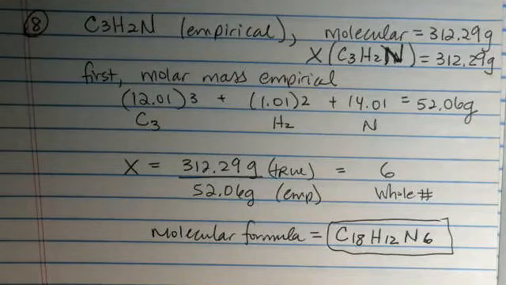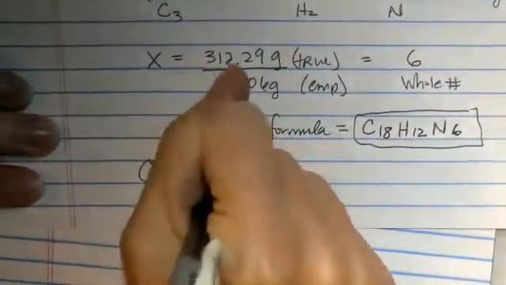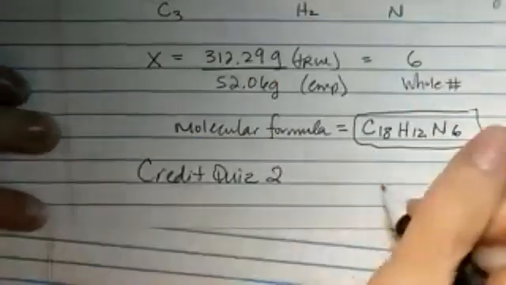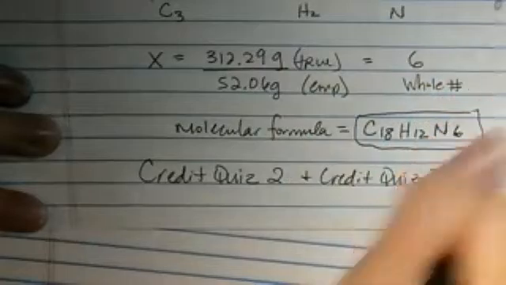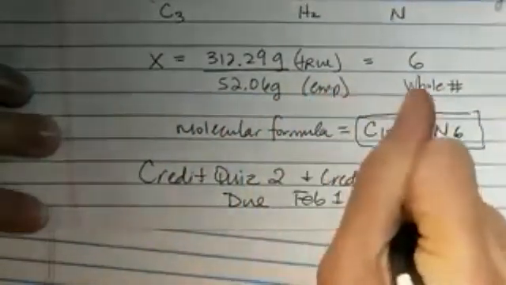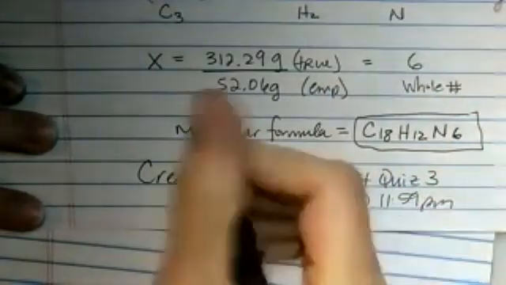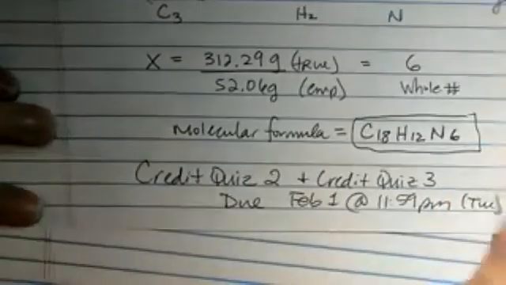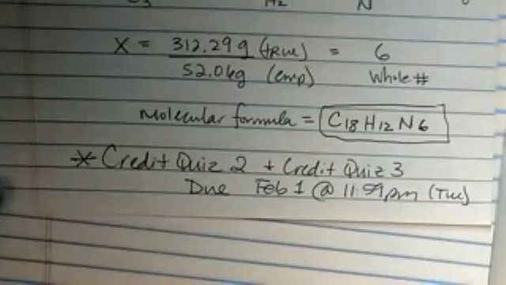If you have any questions for me, let me know. But just a big heads up, credit quiz 2 is due February 1st, and credit quiz 3 as well. Both of them are due February 1st at 11:59 p.m. It's always Tuesday, that's when I have all the quizzes due for this class. So nothing is due tonight, but both of those credit quizzes are due a week from today at 11:59 p.m.